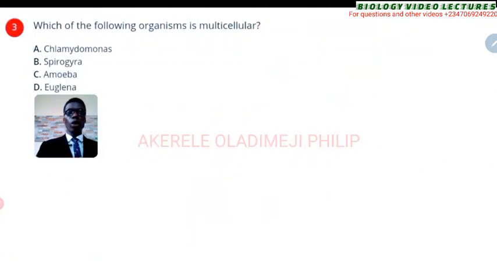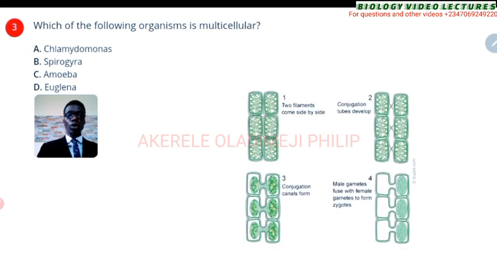Which of the following organisms is multicellular, which means it has more than one cell? Chlamydomonas is just one single cell, it's an algae. Spirogyra is a filamentous algae that has many cells. Amoeba is one singular cell. Euglena is also a singular cell. So the answer to this is going to be Spirogyra.